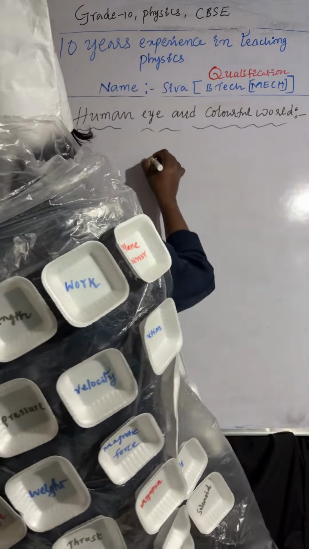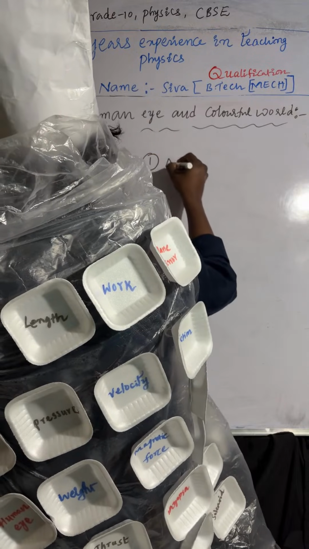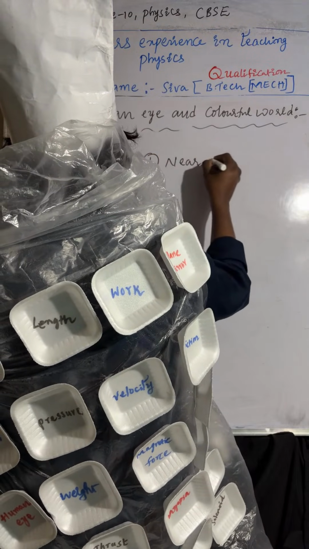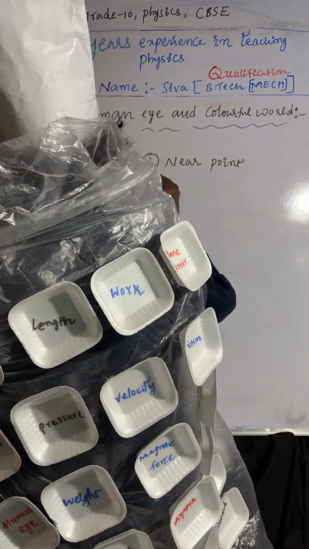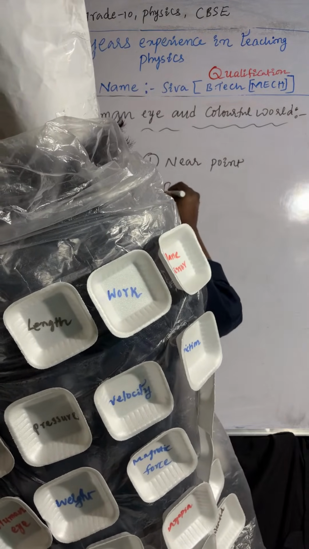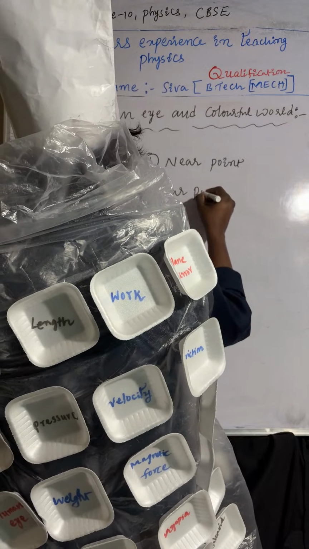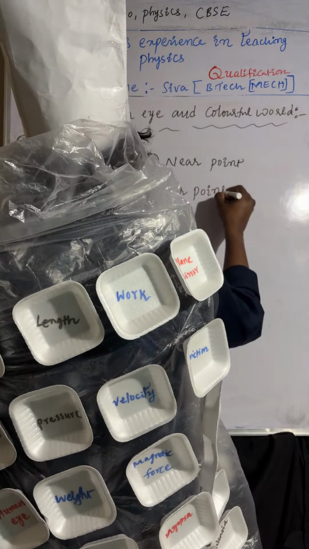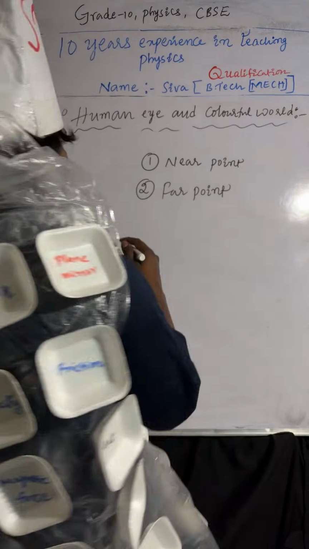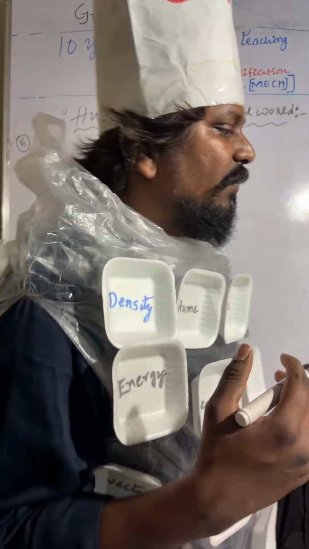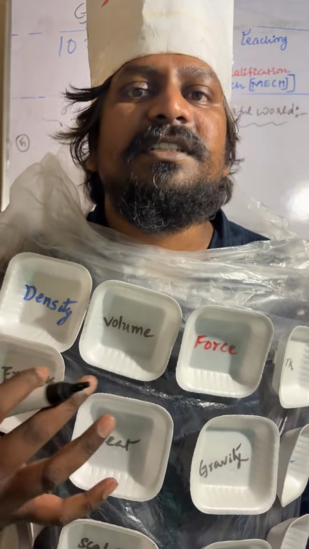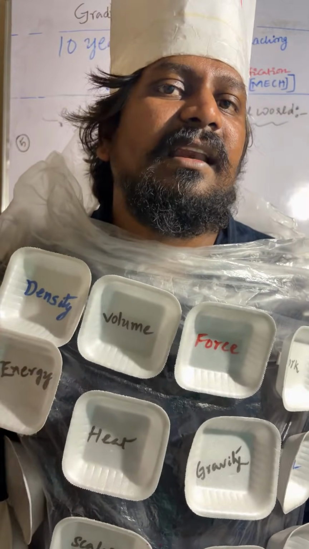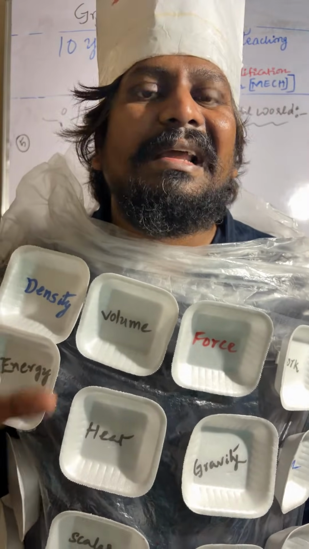Before that, we will discuss the near point, the far point, and the least distance of distinct vision. What is the near point? The near point is the minimum distance up to which a person can see clearly without any strain. That is called the near point.